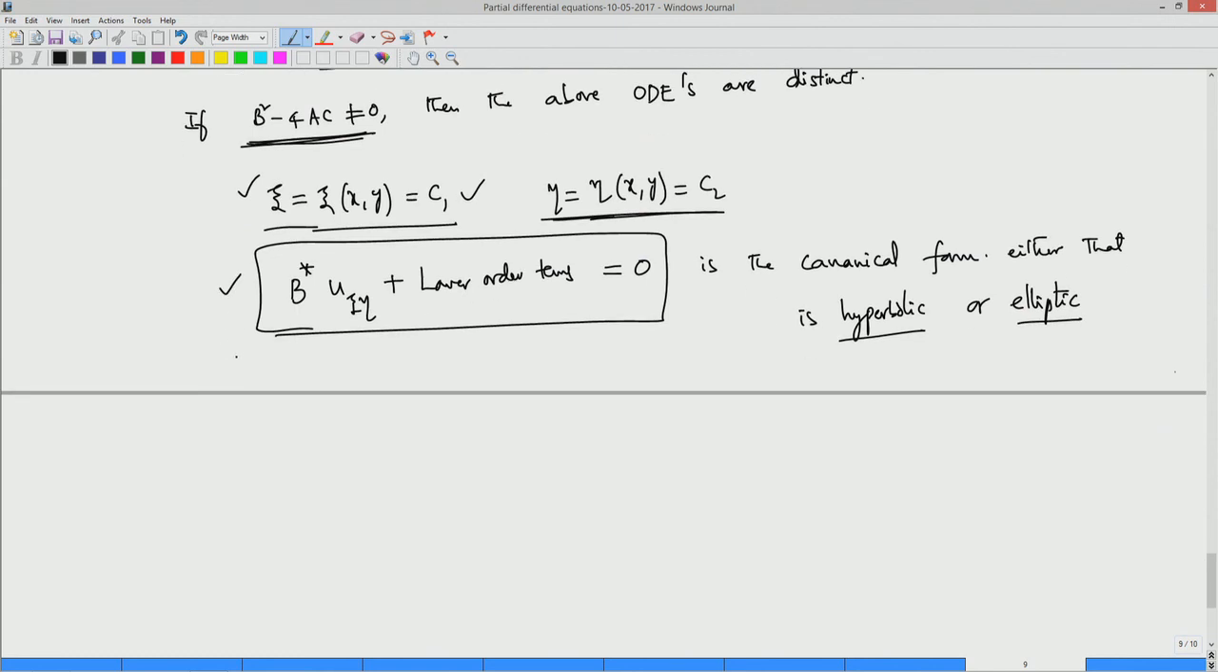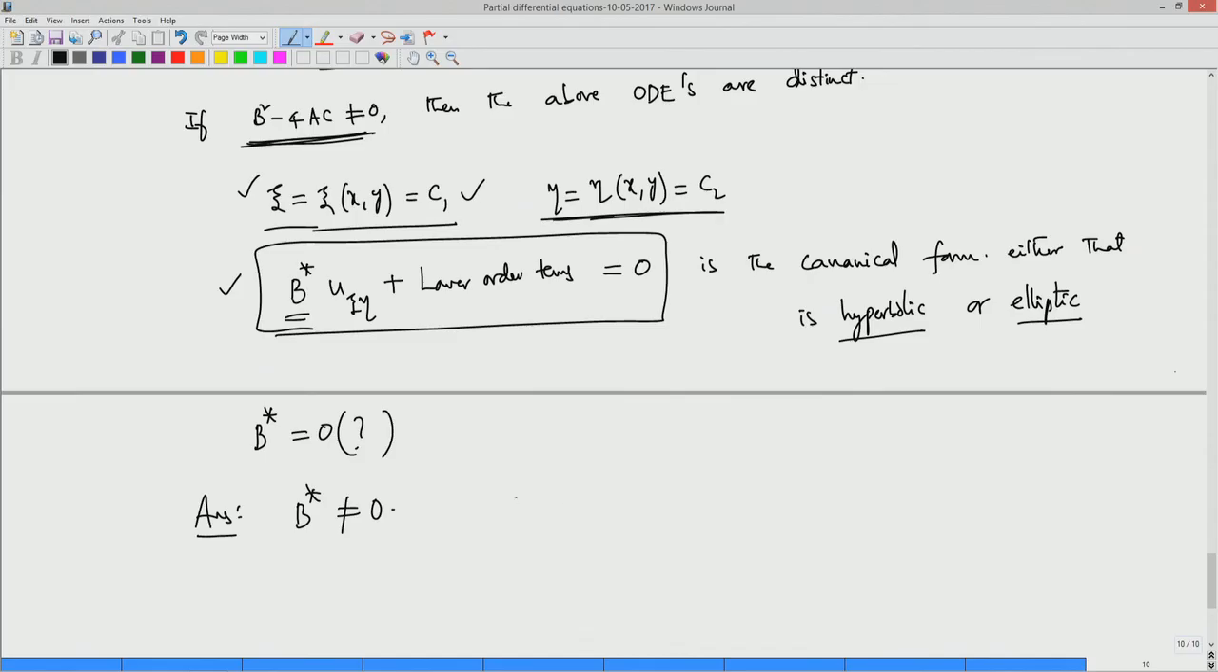And there is a question here: we have a b star. What happens to b star? Can it be 0? If b star is 0, there is nothing. So you have to make sure that b star is non-zero, only then do you have the canonical form. So how do you know that b star is actually non-zero? The answer is that b star is actually non-zero.